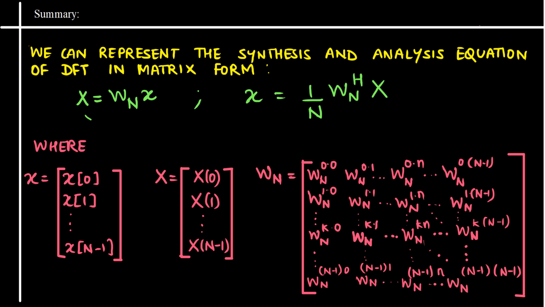So this is the matrix representation for the synthesis and analysis equation, and we know that this vector x is given as x of 0, x of 1 and so on till x of n minus 1. Similarly, this vector capital X is the vector for x of k, and it is given as x of 0, x of 1 and so on till x of n minus 1, whereas this matrix Wn is given like this. So in this lecture we saw the matrix representation for the synthesis and analysis equation of DFT.